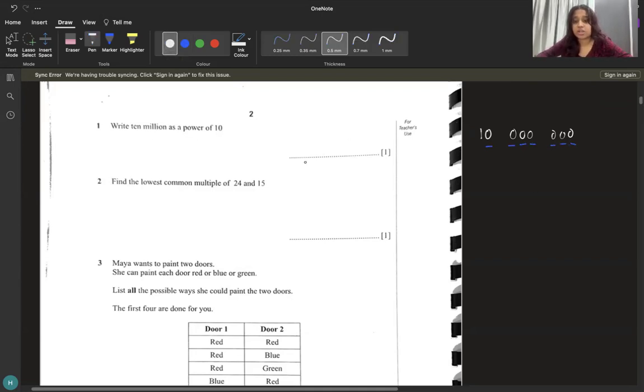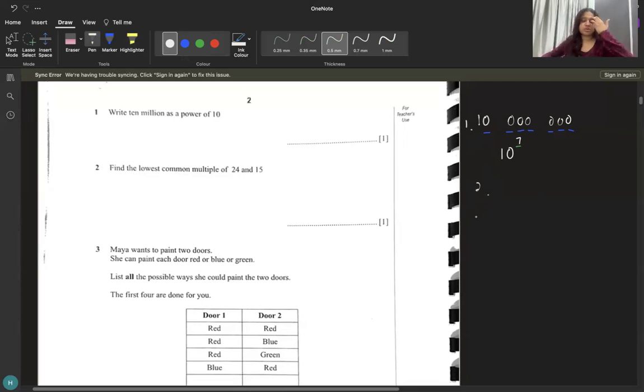So if you want to write it as a power, you're going to have to write it as 10 to the power of 7. That means the power is how many zeros there actually are in the equation. Can you understand?